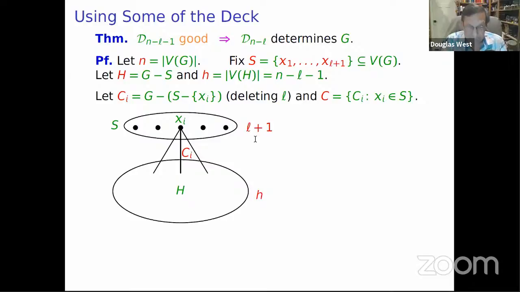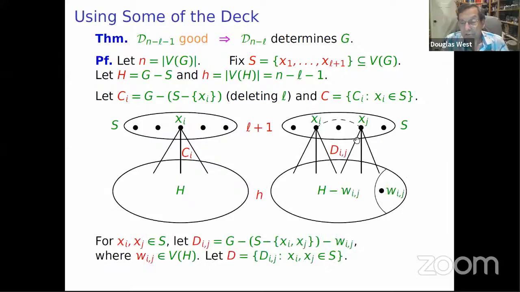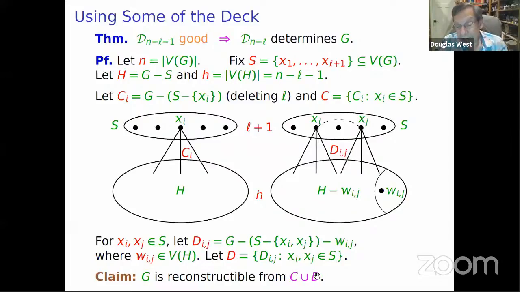All the ways that I can do that will give me L plus 1 cards, which I call C1 through C_{L+1}. Now, those cannot determine the graph, since I only have one of these special vertices in any one of these graphs, so I don't learn anything about which edges are within S. In order to do that later, I also include subgraphs where I keep two of the special vertices and throw away one of the vertices down here. Again, these graphs will have the same number of vertices, n minus L. So I'll get (L+1 choose 2) more graphs over here. And the claim is that G will be reconstructible from this set of (L+2 choose 2) cards.